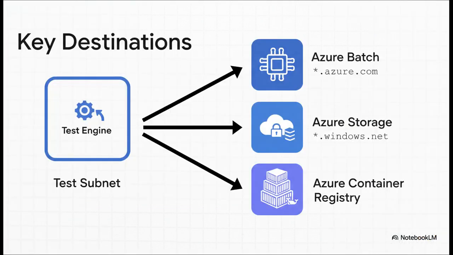So what are you actually looking for? Well, those test engines need to phone home. They have to communicate with a few critical Azure destinations to get their instructions and report back. We're talking about core services for Azure Batch, storage, and the container registry. If your curl command to any of these fails, bam, you've found your problem. It's almost certainly a firewall or an NSG rule that's blocking that outbound traffic.